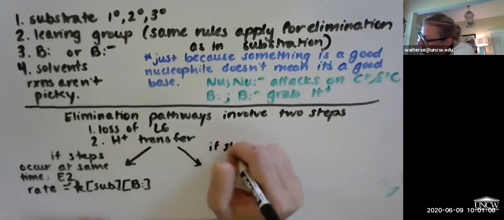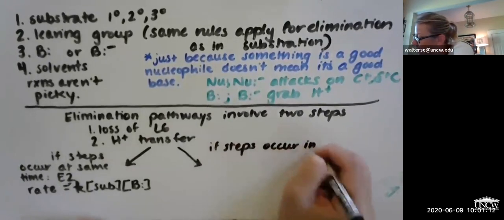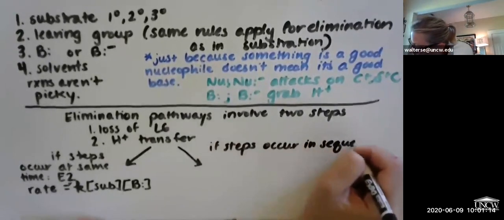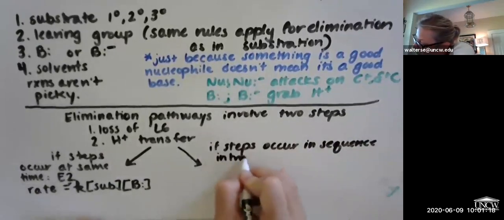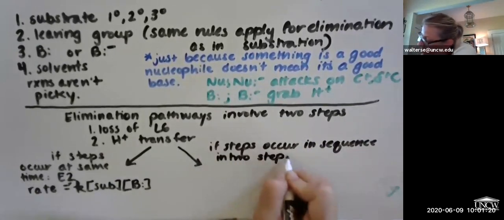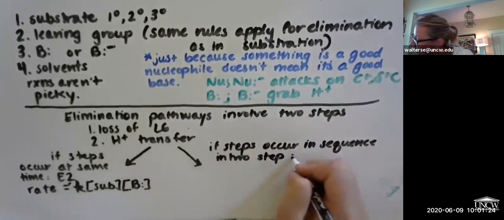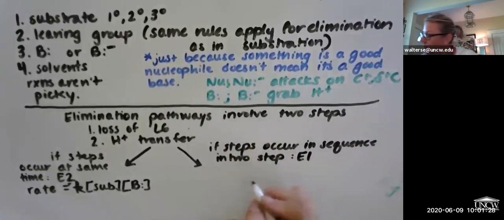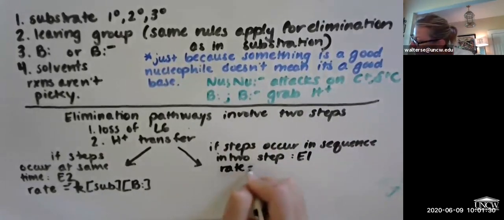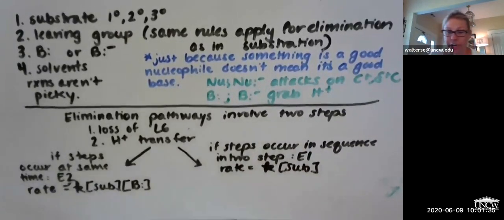If the steps occur in sequence, in 2 steps, loss of the leaving group, then proton transfer, it's E1, with the rate equal to the rate constant times the concentration of the substrate.